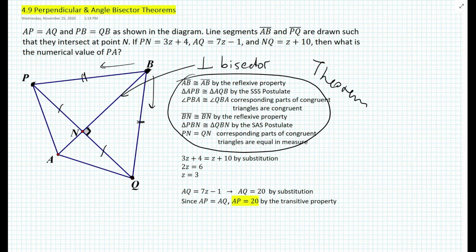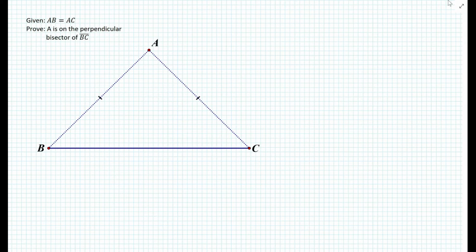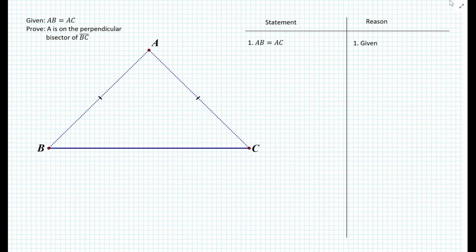Okay, so at this point, let's develop a theorem that is always going to be true. So let's say that in this figure here, we have a point A such that it's equidistant from the endpoints of the segment BC, okay? So namely, we're given that AB is equal to AC. How do we prove that A is on the perpendicular bisector of segment BC? Well, first, let's create a statement reason table and write that AB is equal to AC.